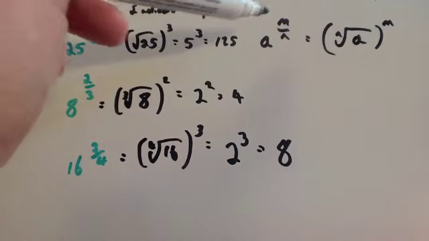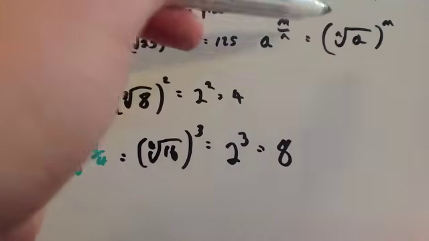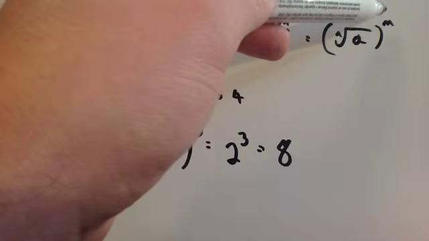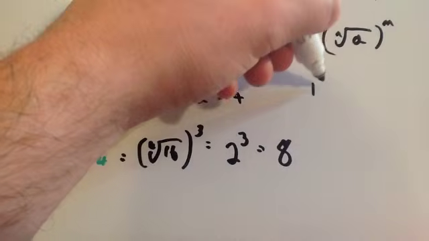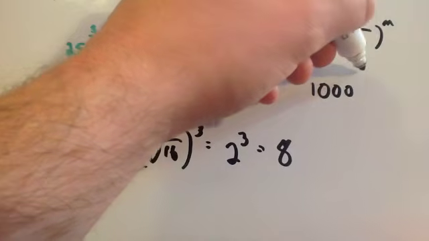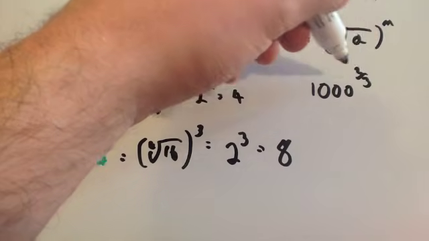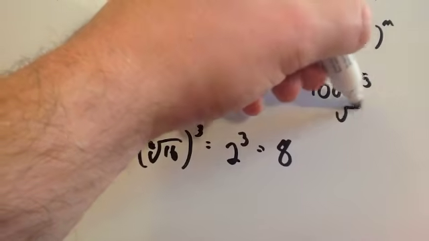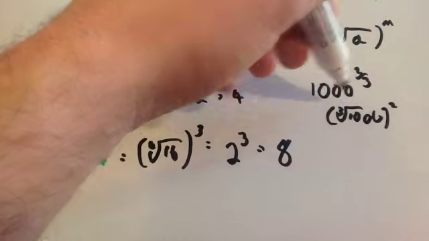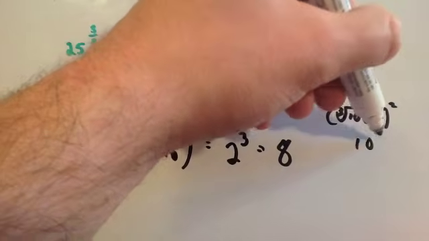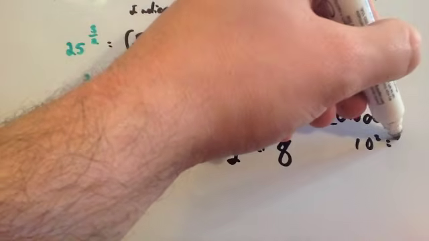So if you've got a power of m over n, you take the nth root, and then you do that to the power of m. So let's just have a look at one more example. If you had 1,000 to the power of 2/3, you're going to take the cube root of that, so the cube root of 1,000, and then you're going to square that. The cube root of 1,000 is 10, and then you square that, and 10 squared is 100.